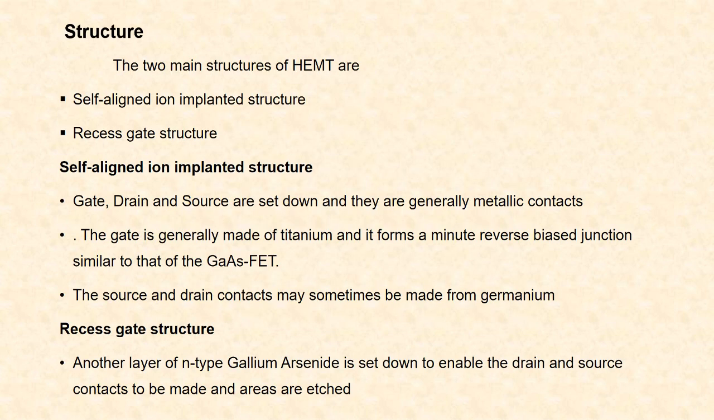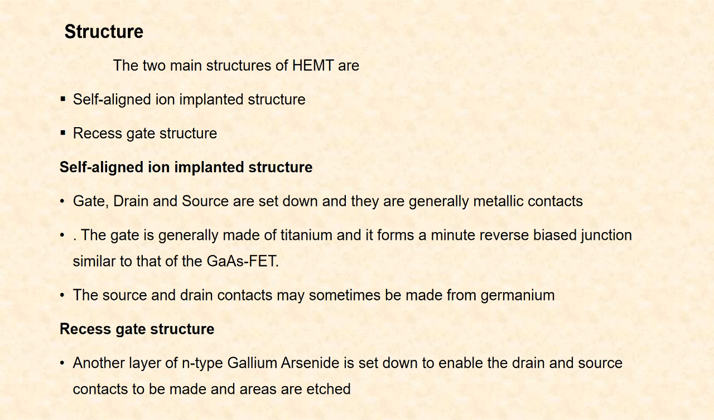Next, we will see about the structure of HEMT. There are two main structures of HEMT: self-aligned ion implanted structure and recess structure. In self-aligned ion implanted structure, above the doped layer, gate, source and drain terminals are set down and they are generally metallic contacts. The gate is made of titanium and it forms a minute reverse bias junction similar to that of gallium arsenide FET. The source and drain contacts are made of germanium.